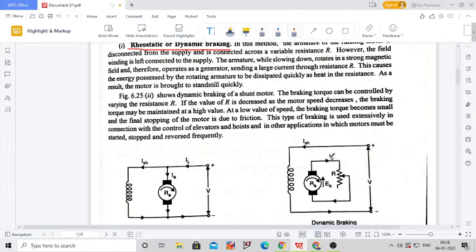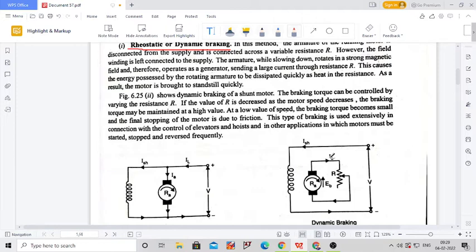However, the field winding of the machine remains under excitation. That means only the armature winding is disconnected and connected across the variable resistance. Now what will happen? The field winding is excited, therefore a magnetic field exists in the DC machine, and the armature is in a rotating state. So in this case, the motor now acts as a generator.